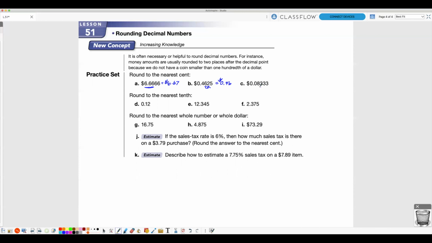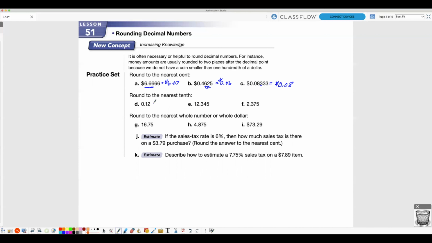How about this would be 8,333 hundred thousandths. Rounded to the nearest penny, this would be 8 cents because of the 3. The 3 is less than 5.